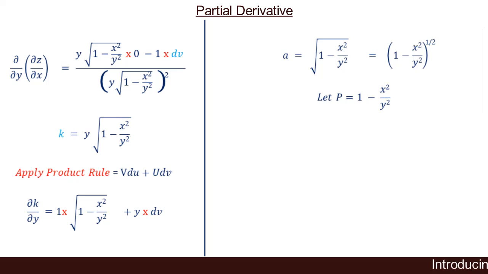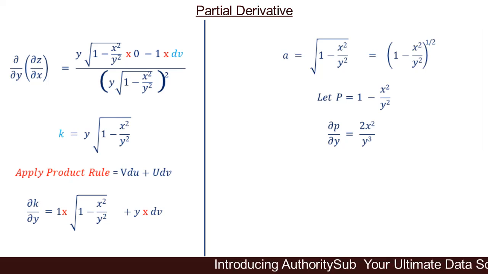So when we differentiate this, we have the partial p all over partial y is equal to minus, open bracket, minus 2x squared all over y cubed. Do you understand? Yes. So when we differentiate p with respect to y, this is what we're going to get.